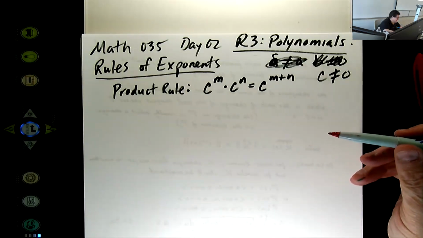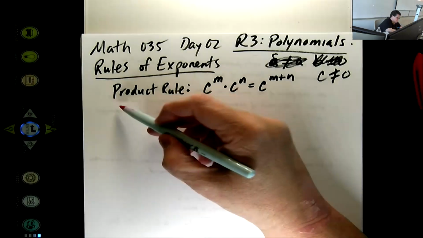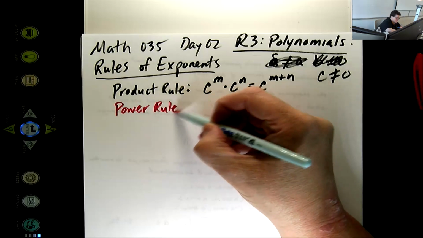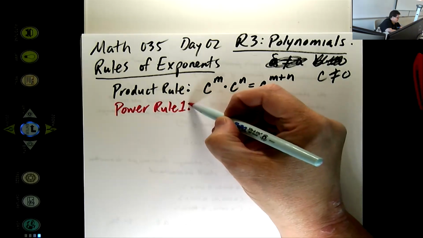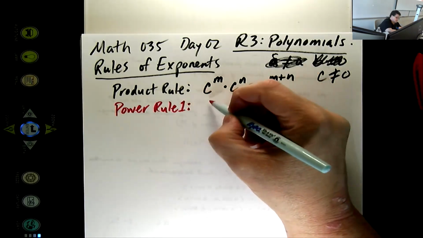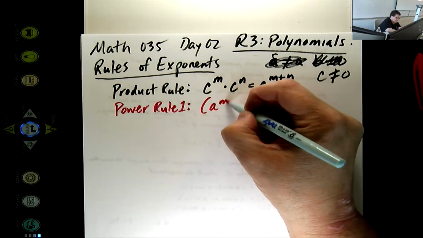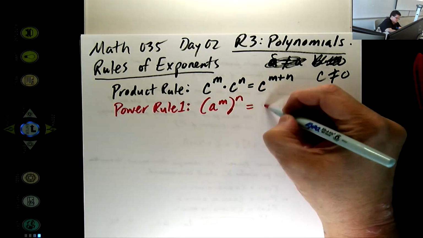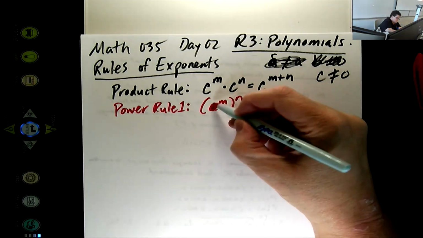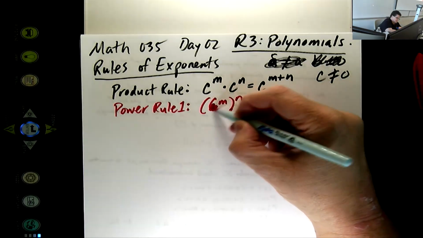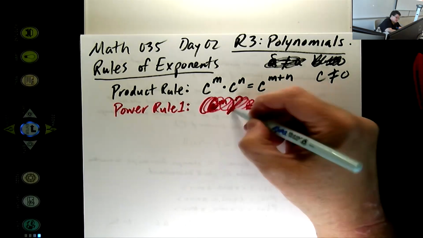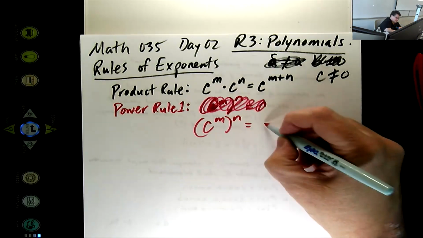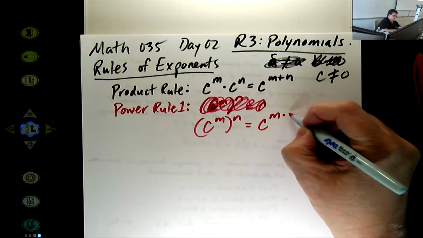It helps. Yes. All right, so the power rule that we're gonna do next has 4 variants, or 3 variants, because I know how to count to 3. Power rule 1 is A to the m power raised to the n power. Oops, I did A again. This is C. Let's just try this again. C to the m power raised to the n power is C to the m times n.